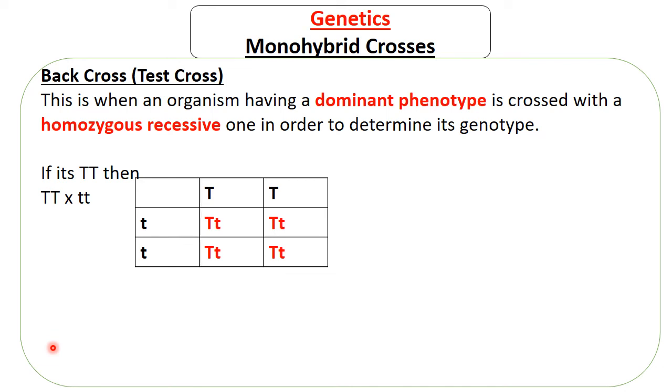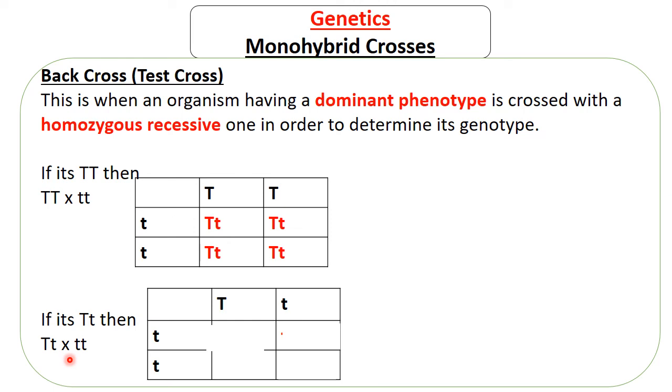Another case is if they are not pure breeds. So if they are Tt, then we expect Tt to be crossed with homozygous recessive like this. So the offspring are going to have Tt and tt. So in short, half of the offspring are going to be tall, then half of the offspring are going to be short. Then we'll tell that that person is a hybrid.